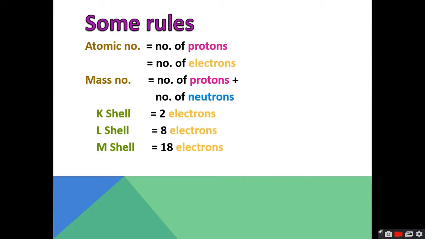The atomic number is equal to the number of protons, which is also equal to the number of electrons. The mass number is equal to the sum of the number of protons and the number of neutrons. We'd also studied that each shell has a capacity of some maximum number of electrons it can hold. We had determined this by using the formula 2n square. Thus the K shell can hold 2 electrons, the L shell 8 electrons, M shell 18 electrons, and so on.